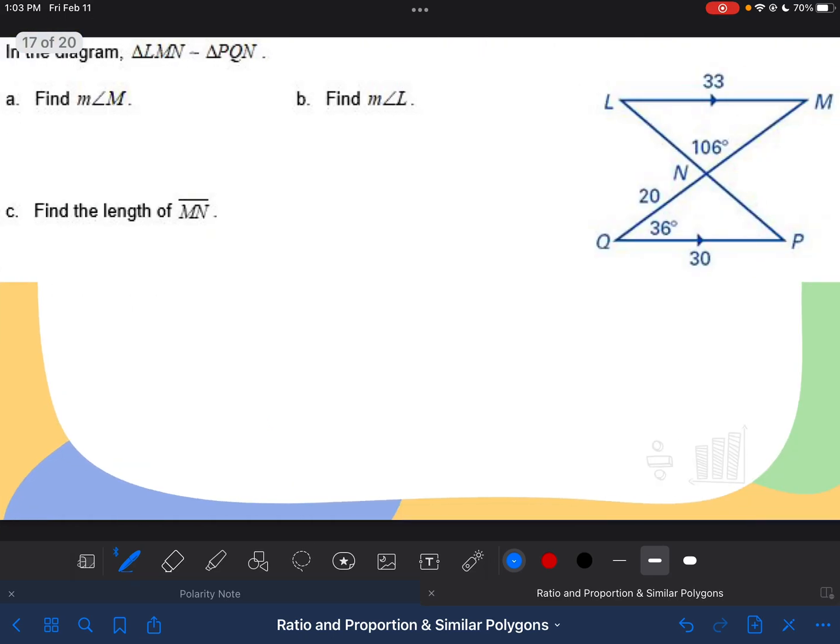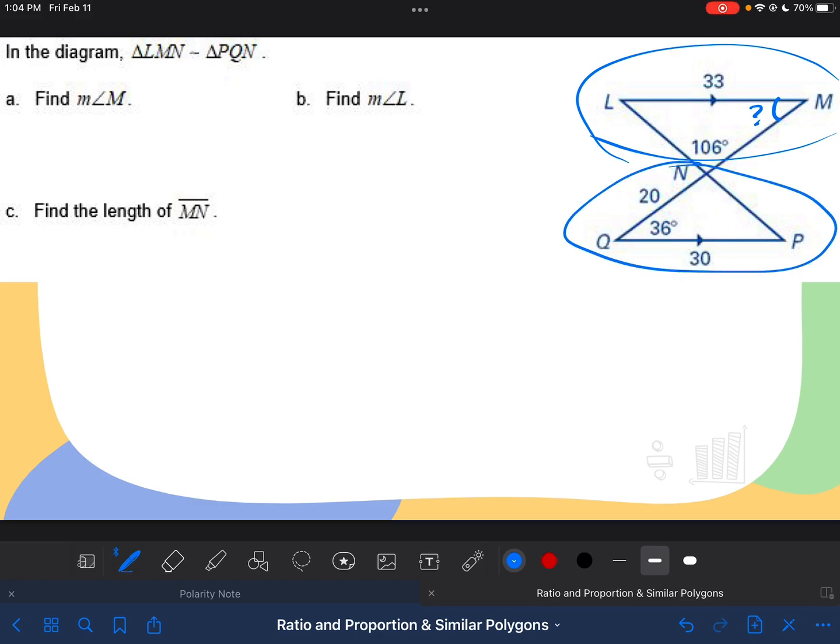Okay. So now, if we have a triangle that is kind of flip-flopped, first we're looking for a measurement of angle M. So we're looking for this angle. How do we figure that out? Well, this triangle right here is pretty much a flip-flop of this triangle. Let me show you what I mean by that.